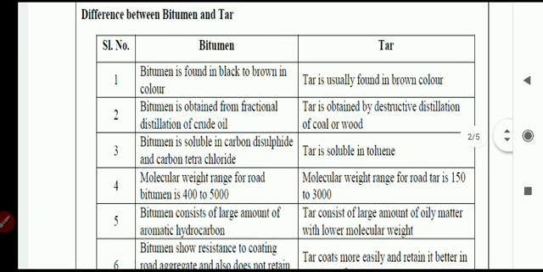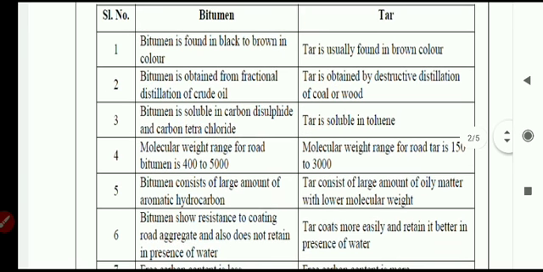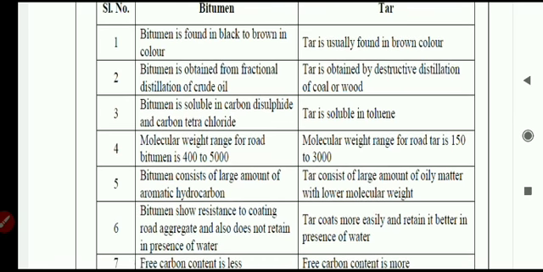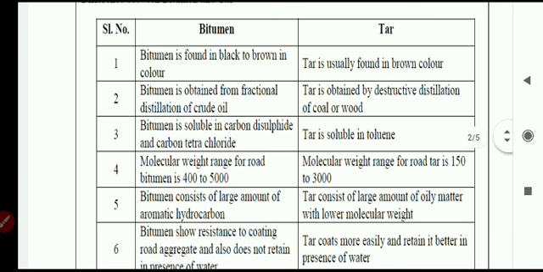So note down clearly. First, bitumen is found in black or brown color. Tar is usually found in brown color. Bitumen is obtained from fractional distillation of crude oil, as already told, whereas tar is obtained from destructive distillation of coal or wood, which have been buried in the ground for millions of years. With the help of destructive distillation, some liquid form is created. That liquid is nothing but tar.